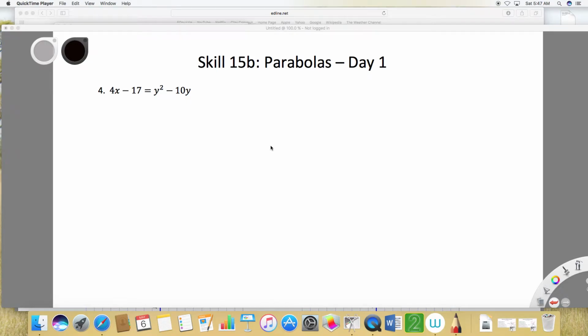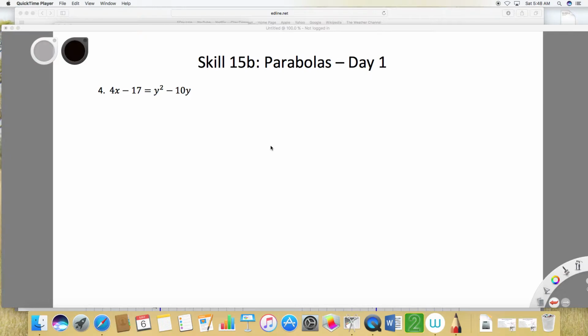All right, so let's take a look at this problem. Again, we're working with parabolas. We look at that and we see that only one variable is being squared. It's the y variable. When y is being squared, we know the parabola will either open to the left or to the right. So let's determine the vertex and then the sign, the value of p, and we can answer whether it opens to the left or to the right.